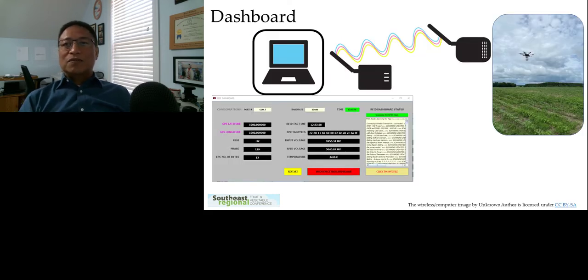We also developed a dashboard for the reader. The dashboard displays RFID tag information on the computer screen. The dashboard was developed using a Java runtime environment. The main dashboard displays the tag information in real time. Tag information such as GPS, Received Signal Strength Indicator or RSSI, the pace of the signal, Electronic Product Code or EPC, the number of bytes received, time the tag was read, EPC tag bytes, input voltage, RFID voltage, and temperature.